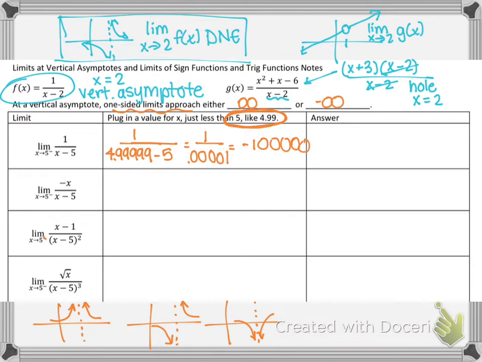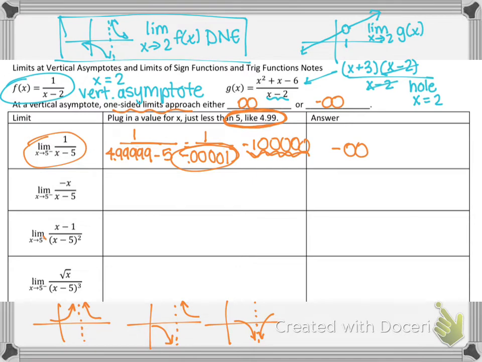So the closer we get to 5, the closer this output is getting toward negative infinity. When we divide by a smaller number, our answer is going to get bigger and bigger and bigger. So you can see in this problem, our answer is going to approach negative infinity. The closer we get to 5, the bigger the output becomes. It's negative, but it still is becoming a number that's really big in magnitude.